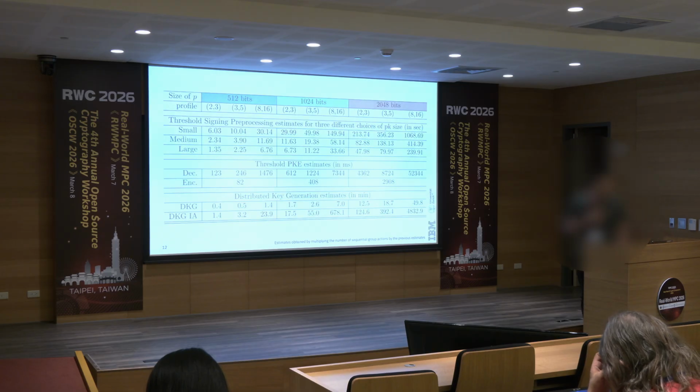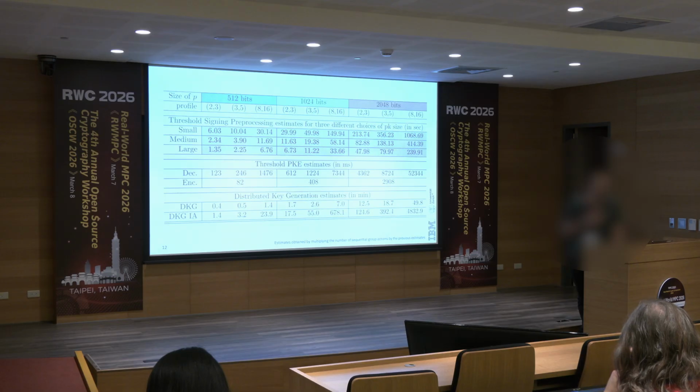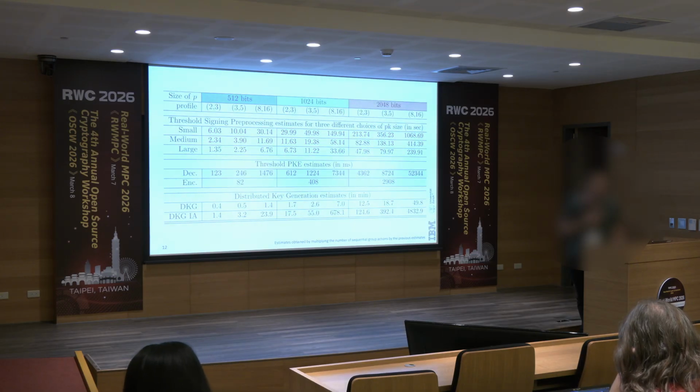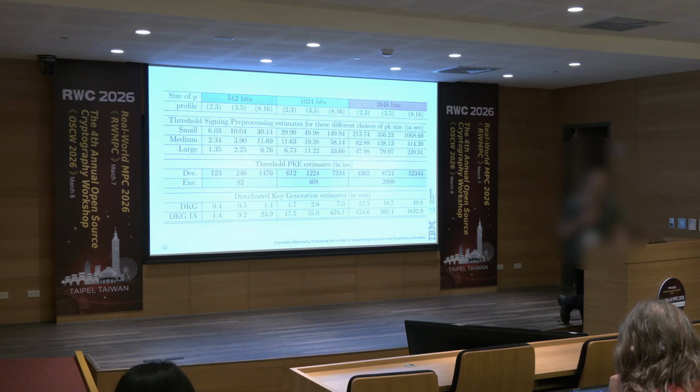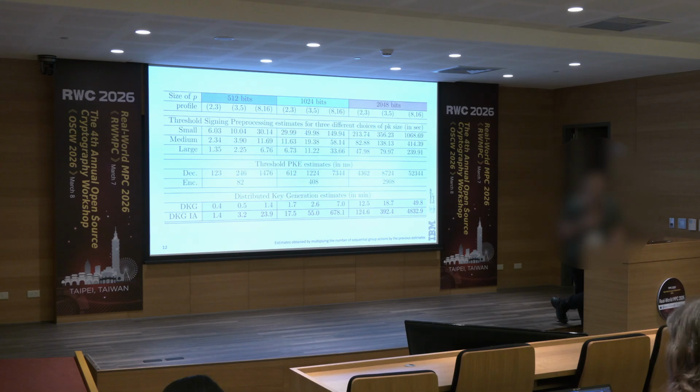For the preprocessing of the signature, we are in the order of seconds, while for the threshold public key decryption, we are in the order of milliseconds. Also, the online phase for the threshold signing will be in the order of milliseconds. It can be thought to be equivalent to Sparkle in some sense, in which you have to perform some randomness opening plus some scalar operation. And then the distributed key generation, which is the most expensive operation, will require time in the order of minutes.